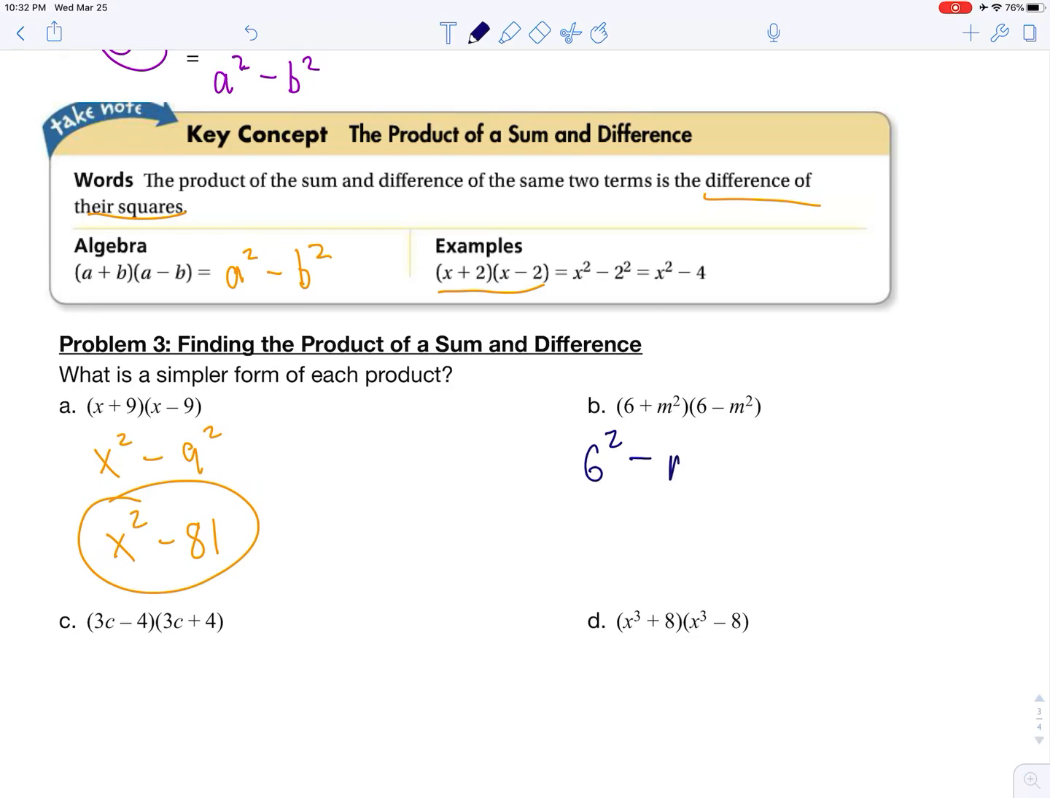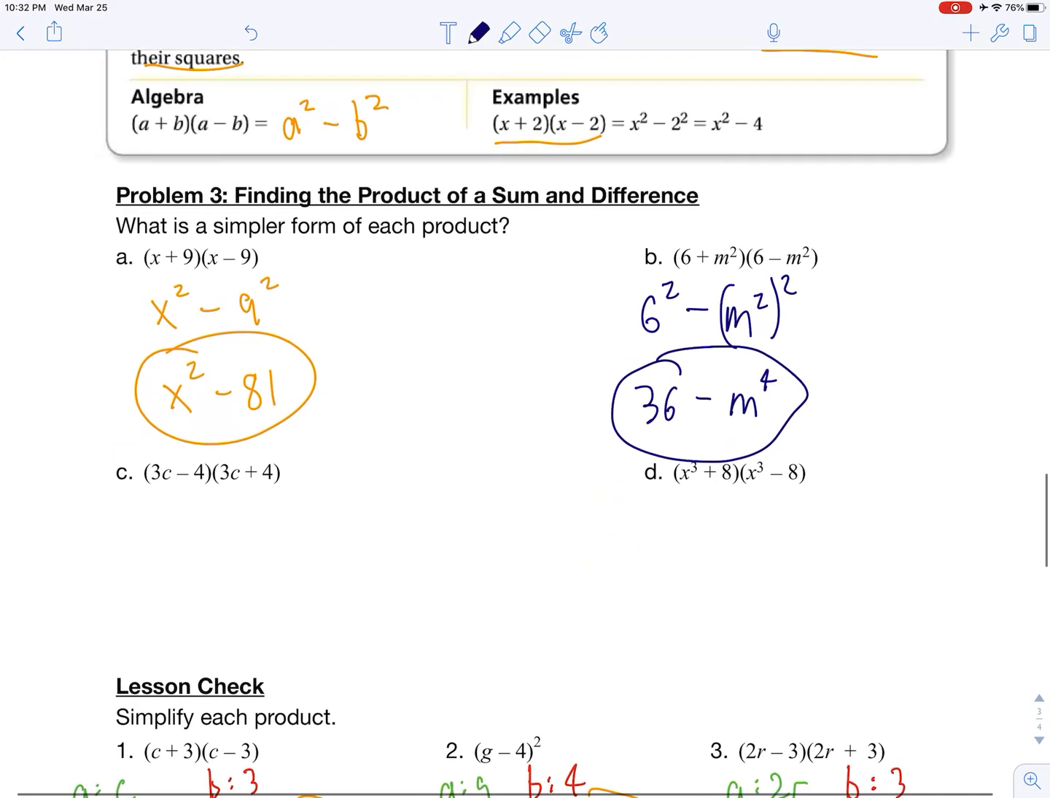If I'm squaring m squared, we got to remember to be careful with that exponent. 6 squared is going to make a 36, but if I'm squaring m squared, that's going to result in m to the 4th power. Remember, we'd multiply that, so 2 times 2 would make a 4. 2 plus 2 makes a 4 anyway, but that was just kind of lucky. 36 minus m to the 4th, that's already our solution. So let's try that again with the next one.